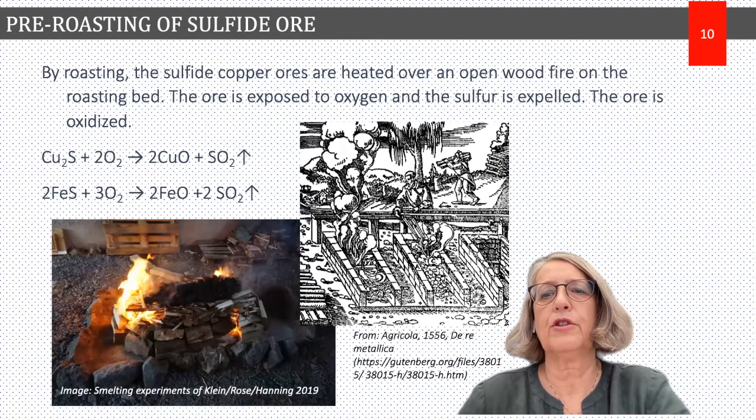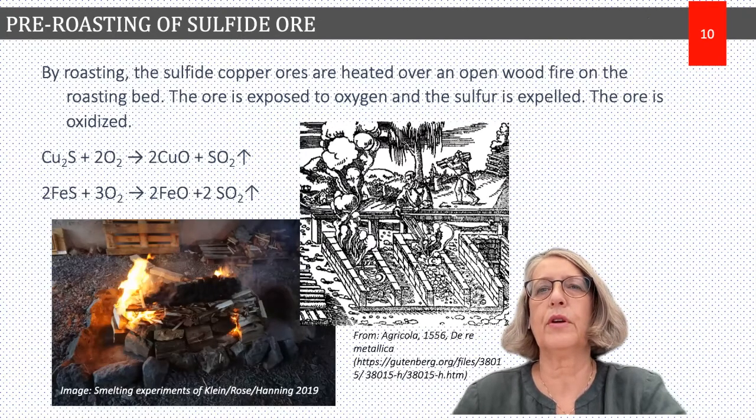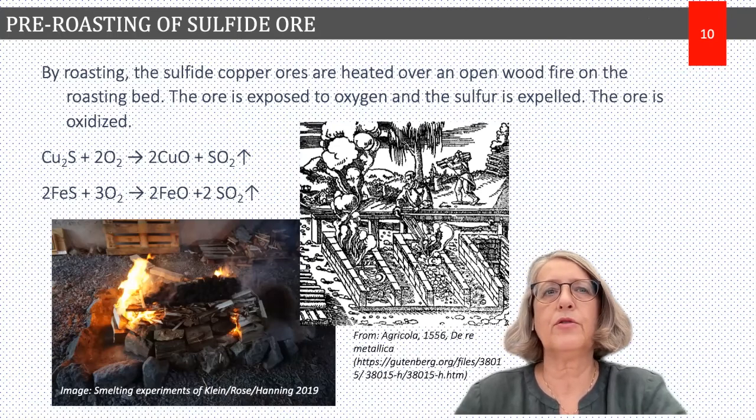From the consolidation phase on, sulfide ore could be smelted, which, in contrast to the smelting of oxide ores, required pre-roasting of the ore to convert the sulfides into oxides. The roasting bed is above an open fire for best exposure to oxygen. The sulfur is removed as sulfur dioxide fumes.